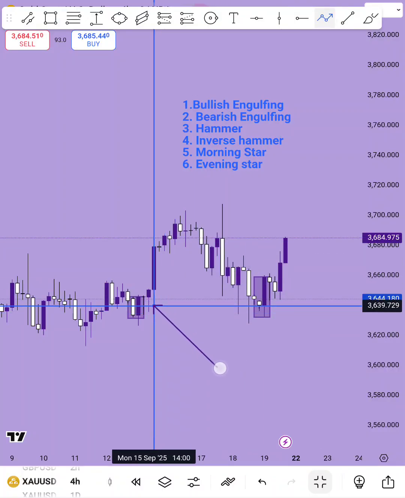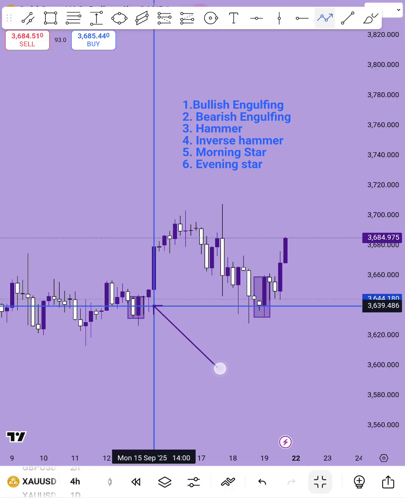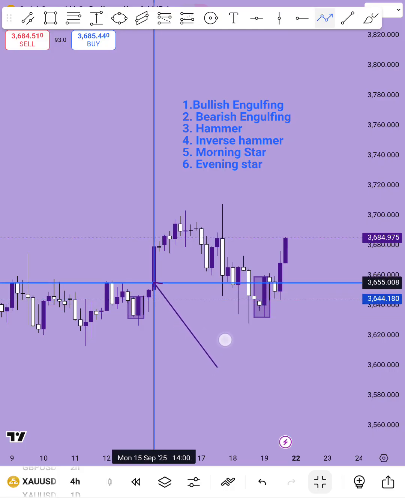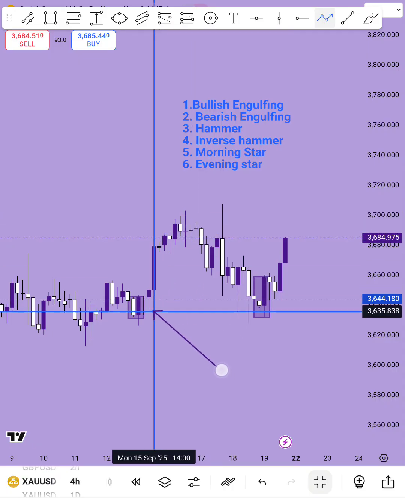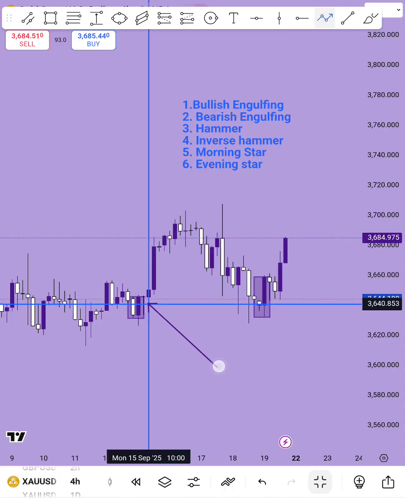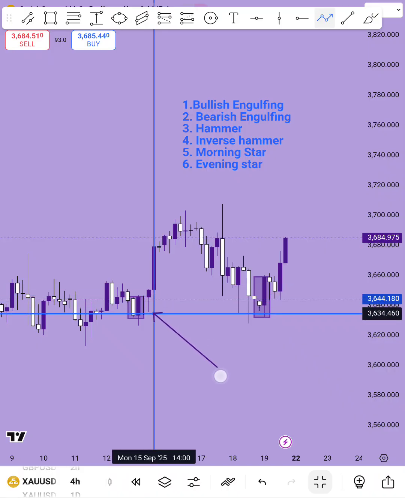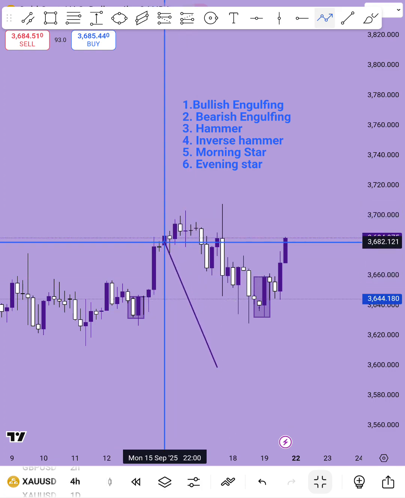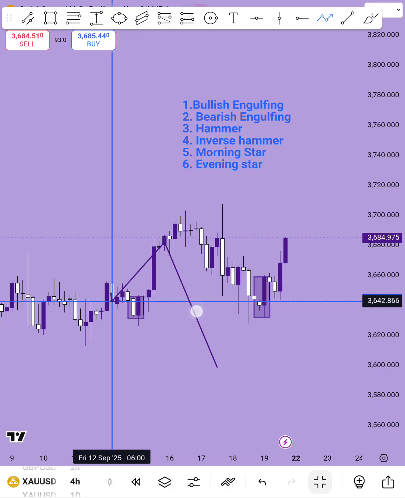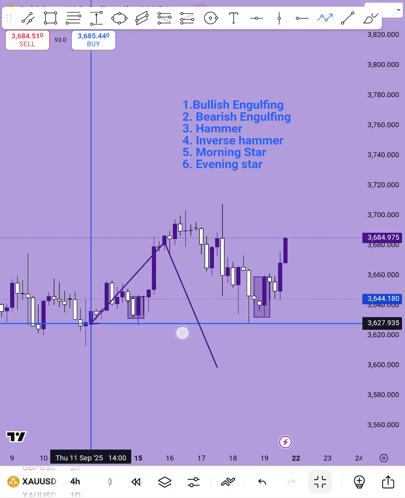This is another hammer candle here. Can you see? This is a hammer candle. After this hammer candle formed, what happened? The market began to push up. Can you see? It's a candle that has a long wick at the bottom with a small body at the top. Do you get it? So after the hammer candle forms, it begins to push up. This is another hammer candle as well. This one. This is another hammer candle.